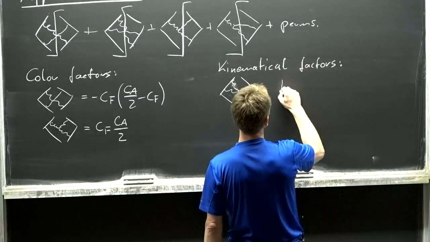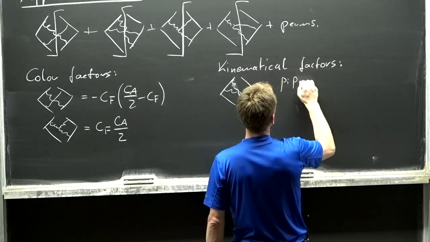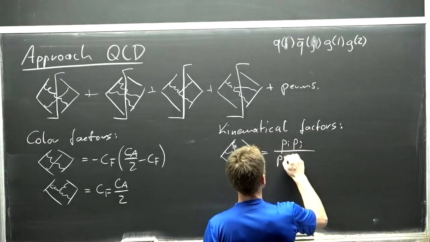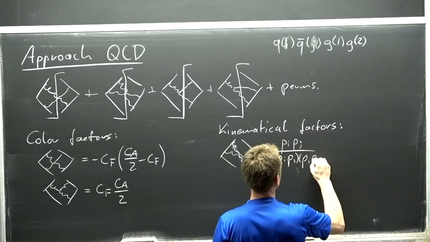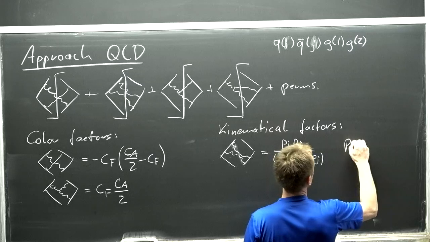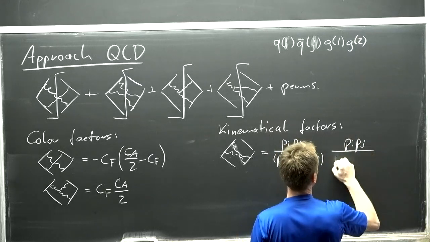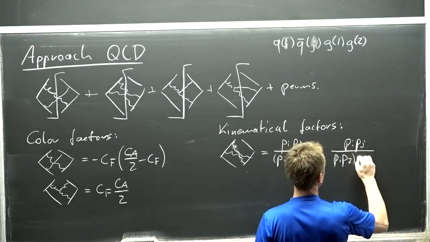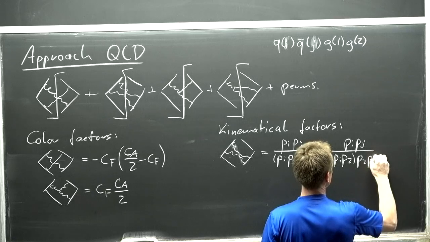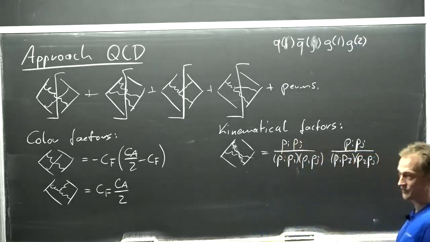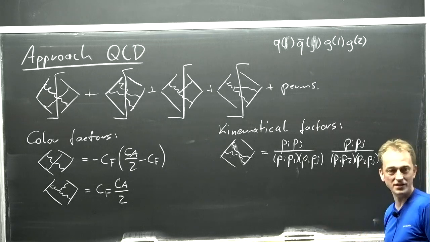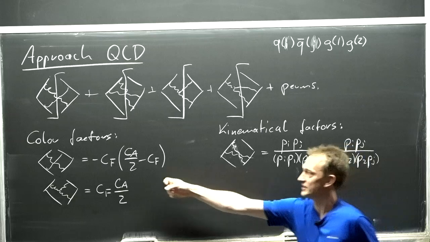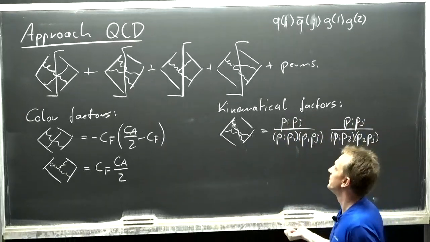Then this will be p_i p_j over p_i p_1, p_1 p_j, and then the same thing again, p_i p_j over p_i p_2, p_2 p_j. So literally just the square, if you will, of that matrix element over there. So this is literally like QED basically, just the color factor is different.